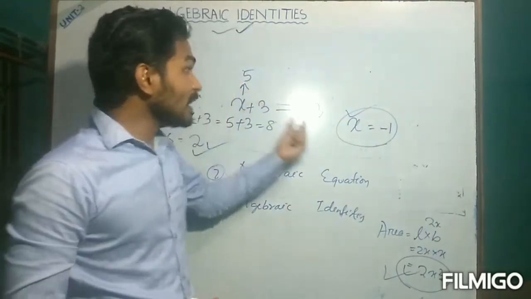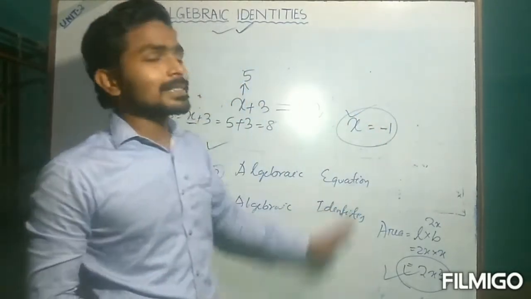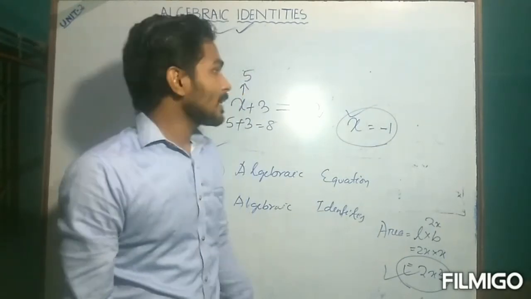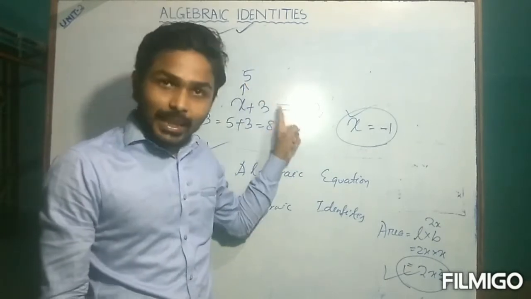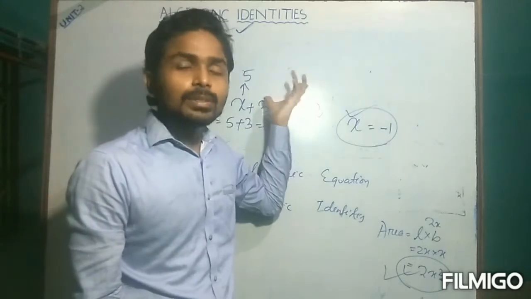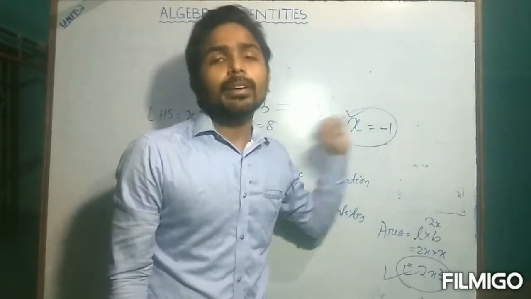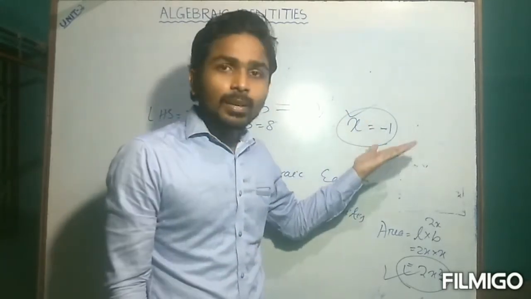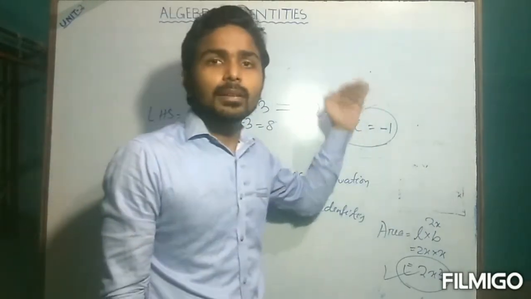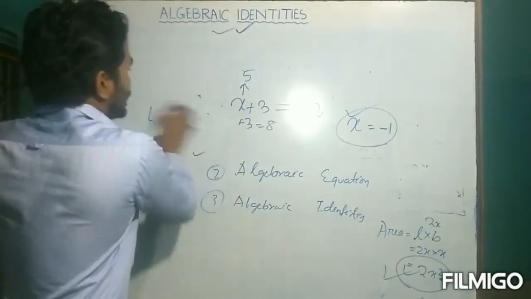So for only x is equal to minus 1, or for only a single value of x, both LHS and RHS are equal, and that is an equation. So what is the definition of an equation? An equation is an equality between two algebraic expressions or two sides, for a certain value of the variable. Here the variable is x, so you can say for a certain value of x. If the variable is different, then you say for a certain value of that variable.